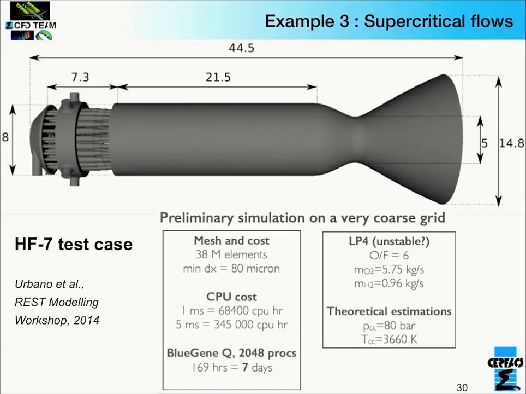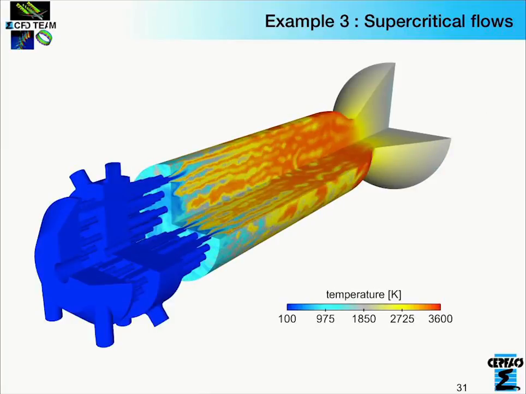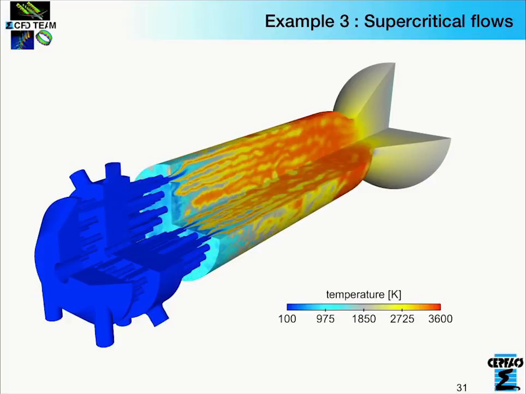This is a result on what we call the coarse grid. So on the coarse grid, we didn't find any instability. It was the first trial. And then we refined the mesh, and then instability appears. Okay, so these phenomena are very strong. I mean, pressure fluctuations are extremely high, but if you want to capture that with simulation, you really need to pay the price.